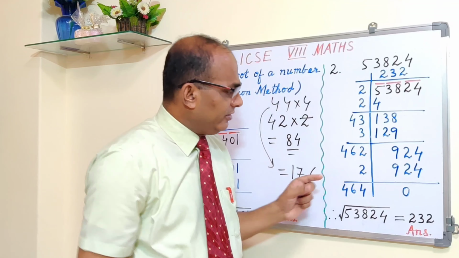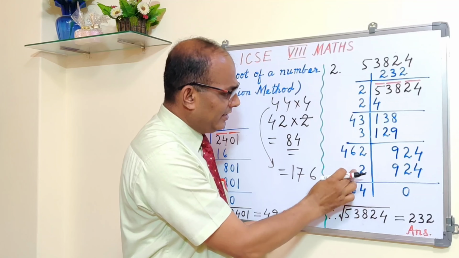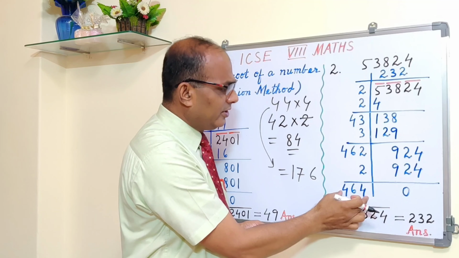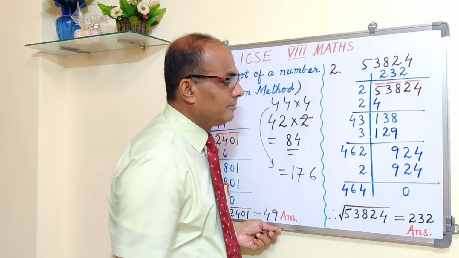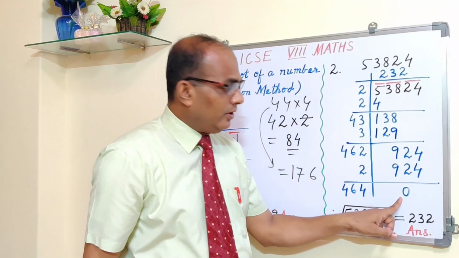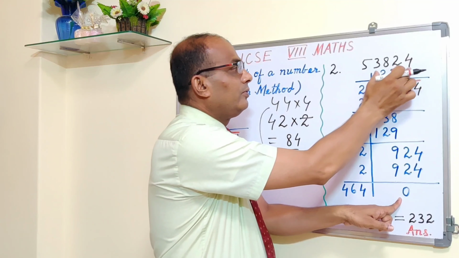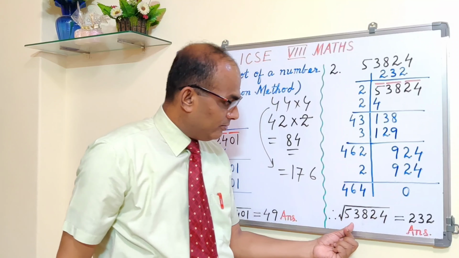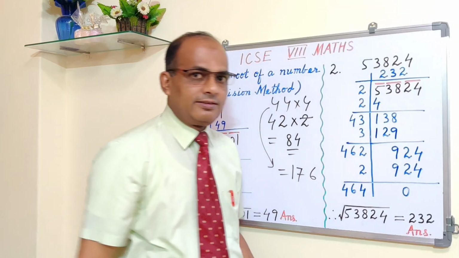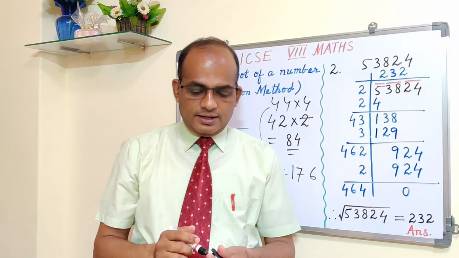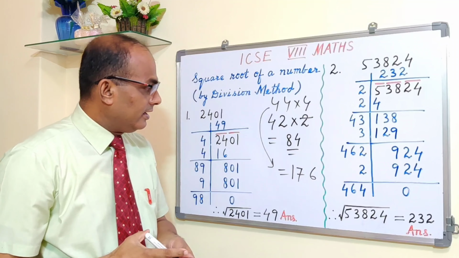Alright. You can stop here also, it's not required. This adding 2 and writing 464 is not required because you got 0, no? You got 0 and you got the final answer, which is 232. So the square root of 53824 is equal to 232. This question, 232 is the answer. Alright. I hope things are very very clear.